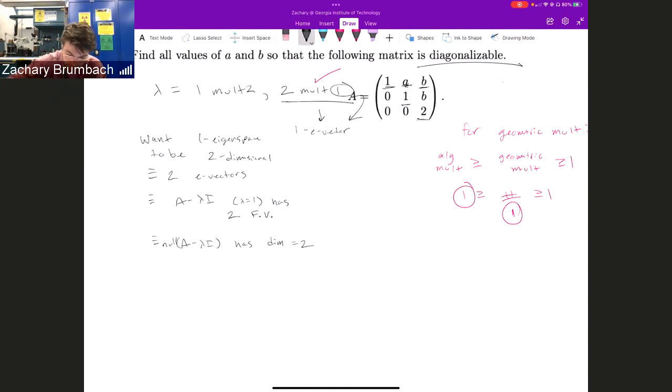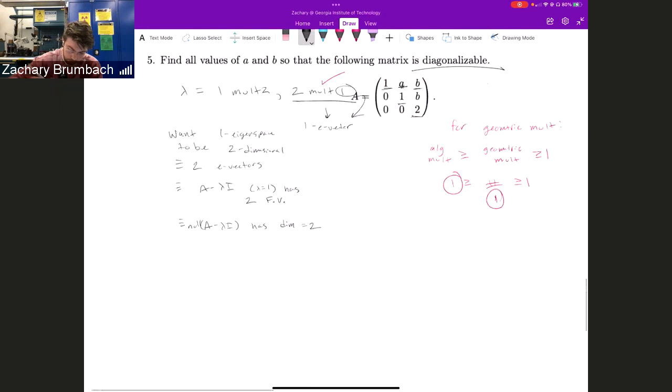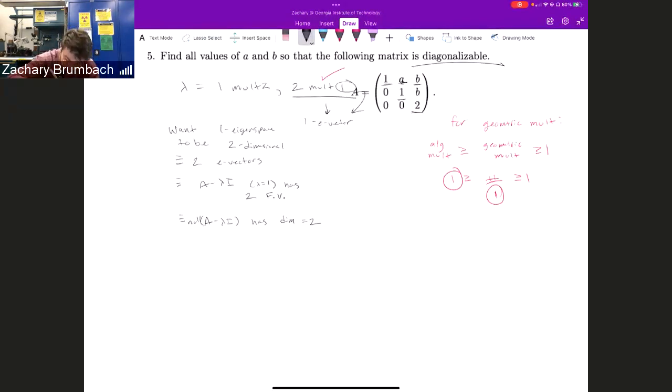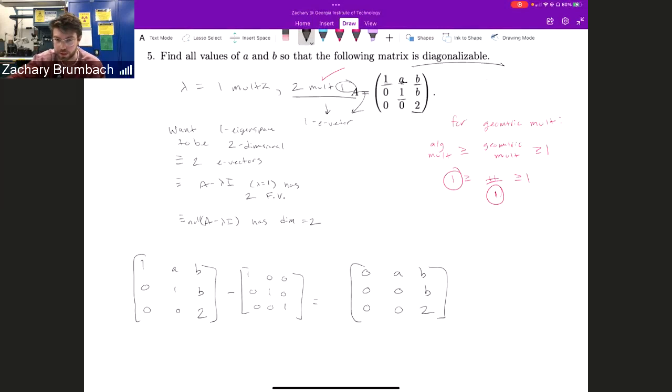So let's go ahead and look. We have 1, A, B, 0, 1, B, 0, 0, 2. Pardon the background noise. Minus lambda I. Lambda is equal to 1, so this is just I. Okay, so this is equal to 0, A, B, 0, 0, B, 0, 0, 2. Okay, what do we want about this matrix?